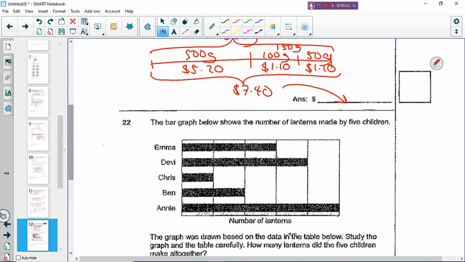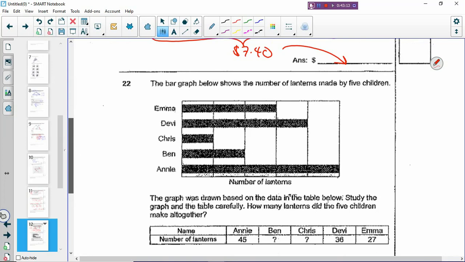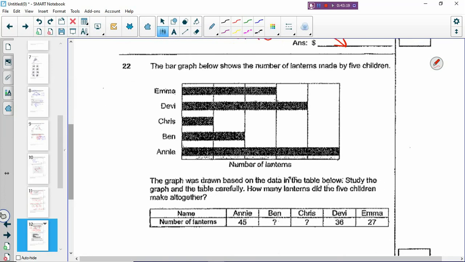The bar graph shows the number of lanterns made by 5 children. Okay, this is a good question because there are no numbers there. We are so used to having numbers. But when you don't see any numbers, you can look out for units. For example, this is 1 unit, 2, and 3. So when there are no numbers, you can make units out of the bars. 1 unit, 1 unit, 1 unit, and then this will be 5 units.